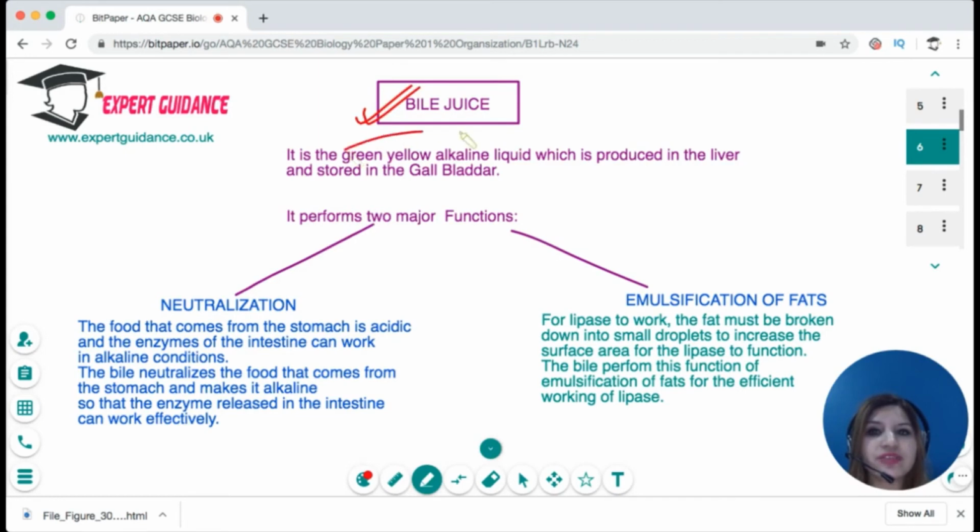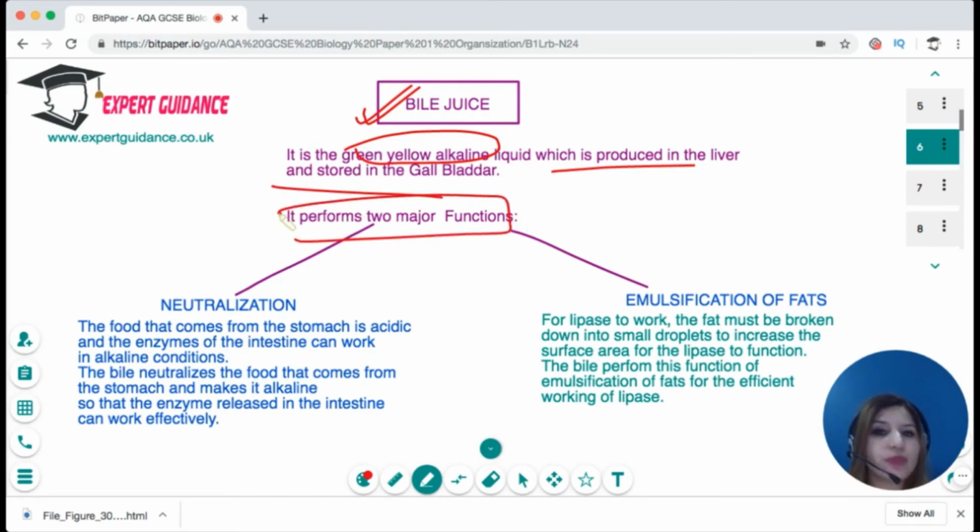Okay. Now then, the very important function is the bile juice. It is a greenish yellow alkaline liquid which is produced in the liver and stored in the gallbladder, and it performs two major functions. You should remember that. One is the neutralization. So the food that comes from the stomach is acidic, and the enzymes of the intestine can only work in alkaline condition. So the bile neutralizes the food that comes from the stomach and makes it alkaline, so that enzymes released in the intestine can work effectively.